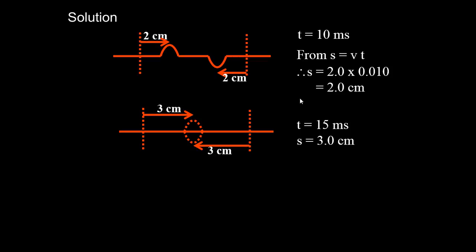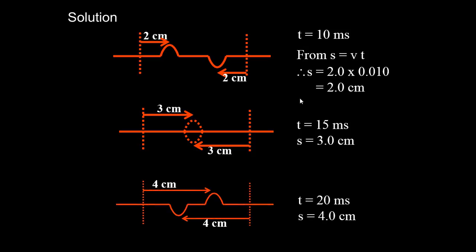So the two pulses will be meeting completely at this time, and the two pulses are identical. Therefore, at this instant, there will be cancellation of the waves. According to the principle of superposition, the resultant wave will be just a horizontal line. At t equals 20 milliseconds, the distance traveled by each pulse will be 4 cm, and therefore the pulses will look like what you see here.